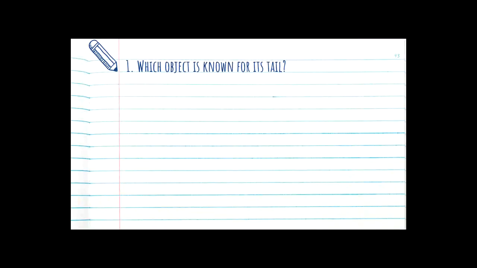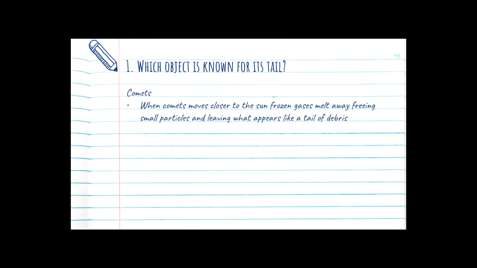So the first one we're talking about is what object is known for its tail? The answer is comets, and the reason comets are known for their tail is because as they move closer to the sun, the frozen gases melt, and so they're able to let particles and debris escape from the tail, so that way we can see that beautiful tail as they travel past.